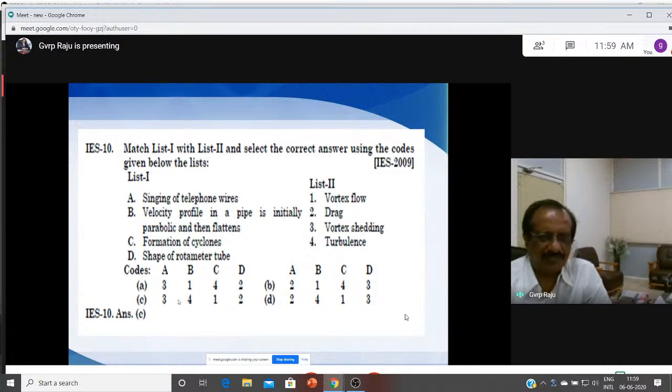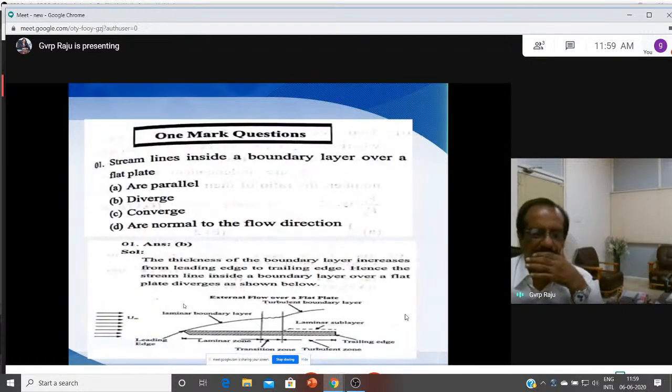The answer is C. For A it is 3 and B it is 4, turbulence. Velocity profile in a pipe is initially parabolic and then flat as this turbulence here. The answer is C here. So one more question. Streamlines inside a boundary layer over a flat plate. What happens here?